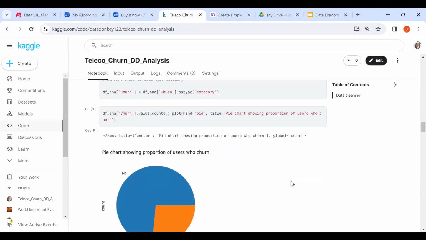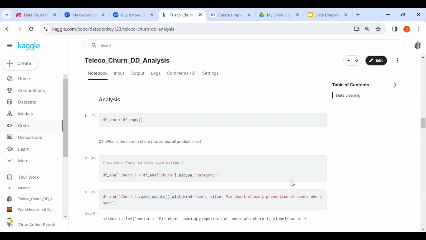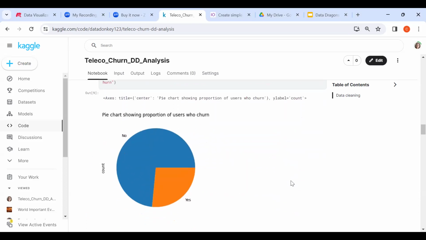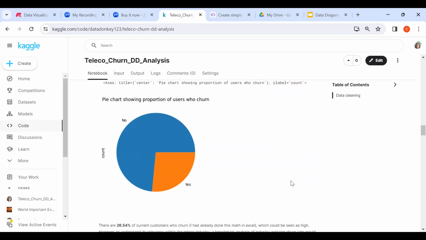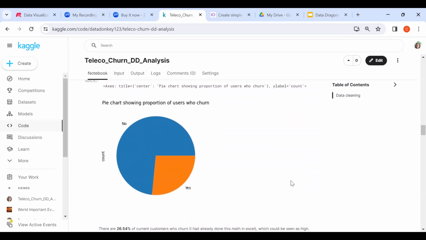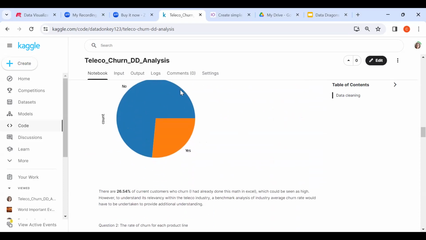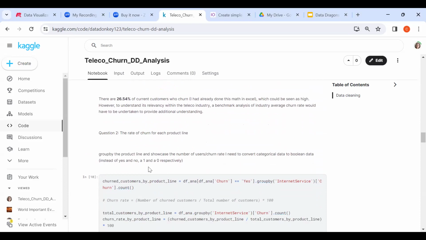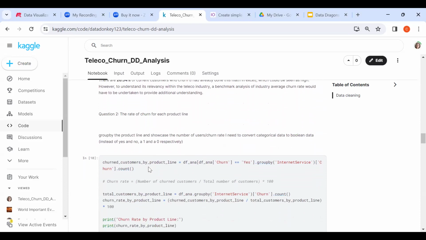So moving right in to the first analysis, what is the current churn rate across all product lines? I just wanted to first show a pie chart showing the proportion of users who churn. And this is what we got as a very first initial graph. I know it doesn't look too great, but there were 26.54% of current customers who do churn.